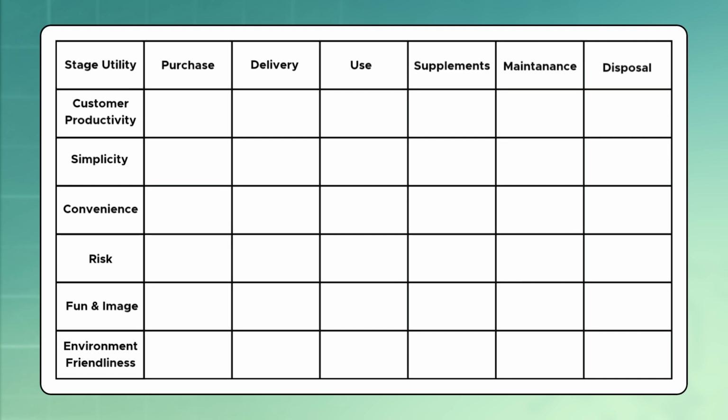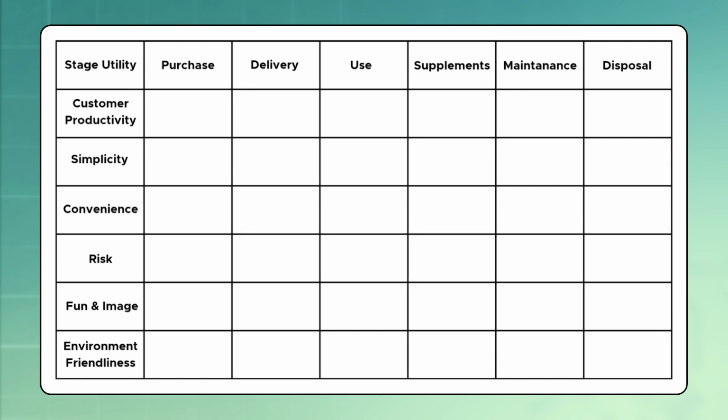So essentially, if we look at this map, you have 6 into 6, 36 different cells in your utility map. What we try to do is map, and you can take it as an assignment, think of any product and any company, and map their products in different cells. Let's say take the example of a car company and see whether it is adding to customer productivity, or adding to simplicity, or reducing risk and so on.